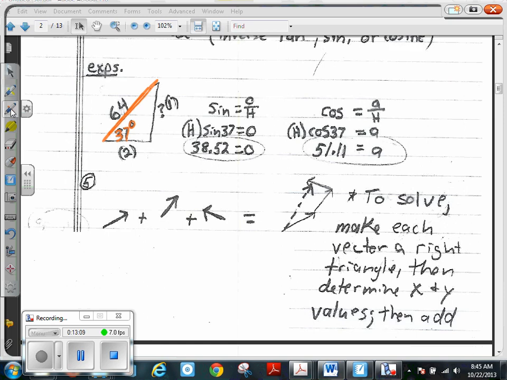Keeping in mind that these two are going to be complements, so that'd be like 53, right? Because they have to add up to 180, and we know the right triangle is 90. So this is how you do it. Sine is equal to opposite over hypotenuse, so the sine of 37 times hypotenuse then equals opposite, and you come up with 38.52. Let's see if you can put that into your calculator and do that.